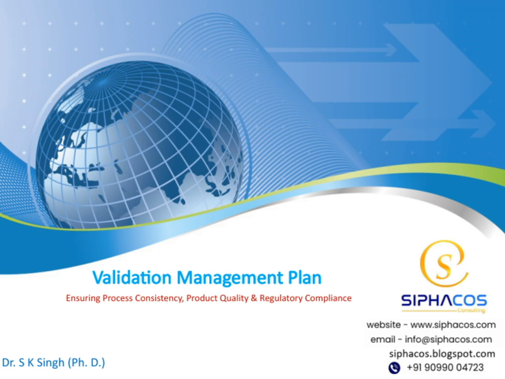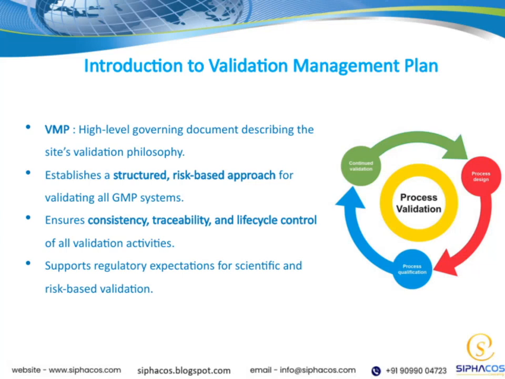Let's get started. Let's take a closer look at the VMP, or Validation Management Plan. This is a high-level governing document that outlines the site's validation philosophy. It essentially sets the foundation for how we approach validation across all GMP systems. The purpose here is to establish a structured, risk-based approach. This means we focus our efforts where they matter most, prioritizing activities based on potential impact and risk.